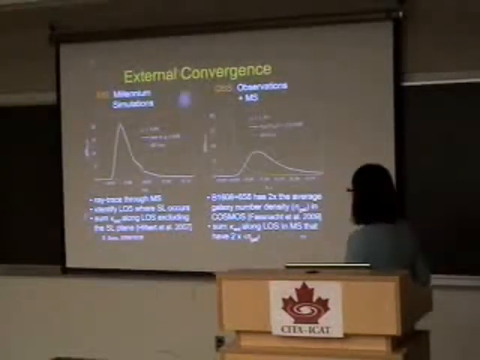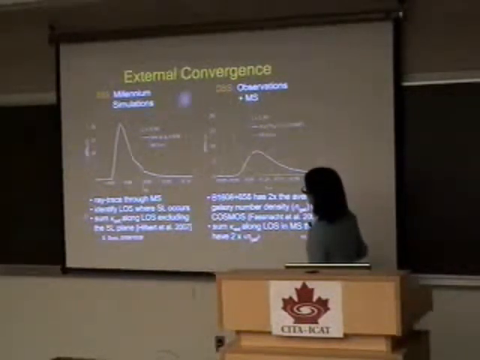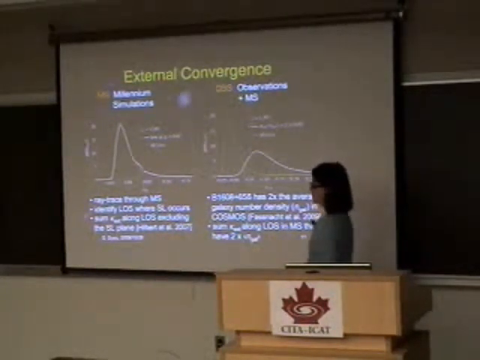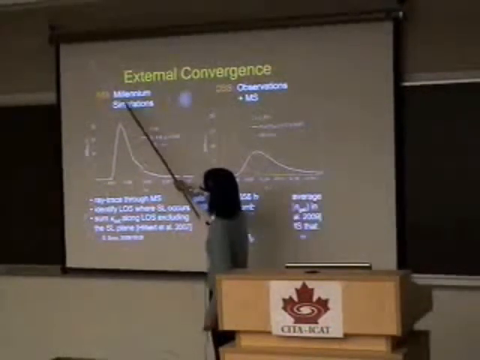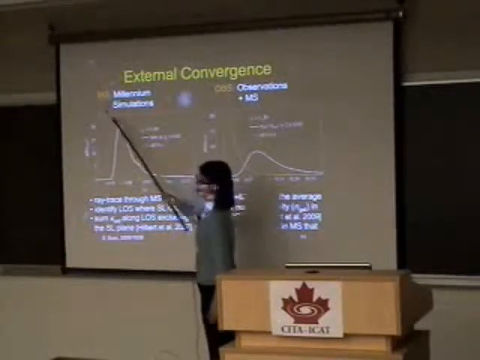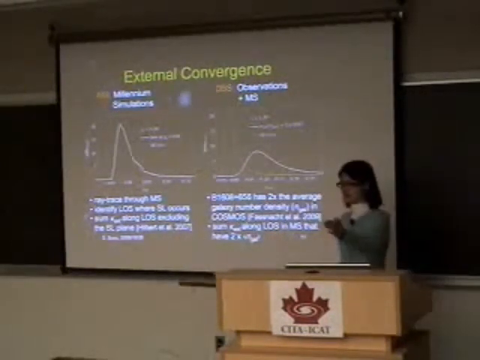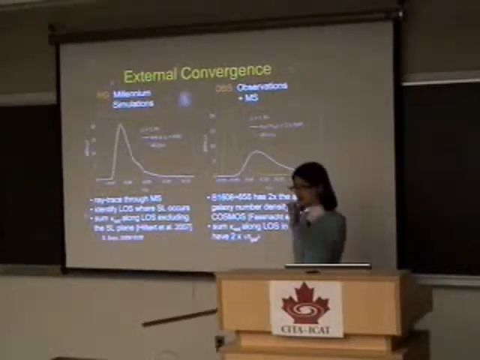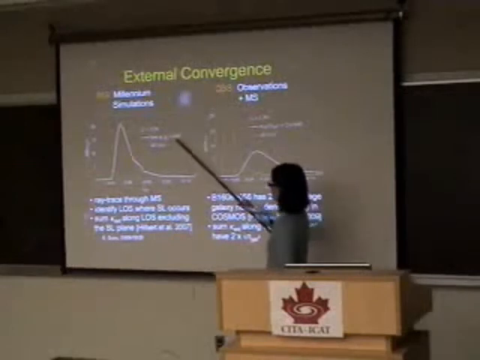For the external convergence studies, we have two approaches, both of which are based on the Millennium Simulation. The first one is only the Millennium Simulation. I call it the MS approach. Here, what we do is we ray trace through the Millennium Simulation and identify lines of sight where strong lensing occurs at the redshift of our lens and source.